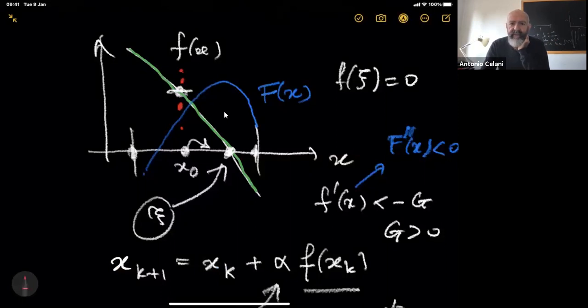Okay? So we will make some technical assumptions on what this noise is. But the question is always the same. If I return you noisy estimates of the value of the function, will you be able to find the zero also in this case?